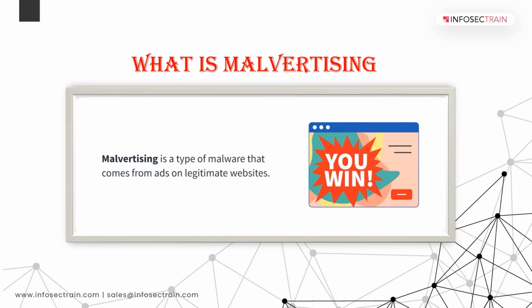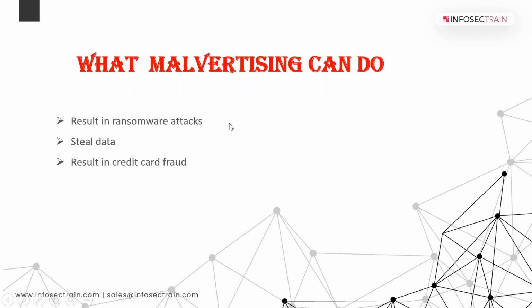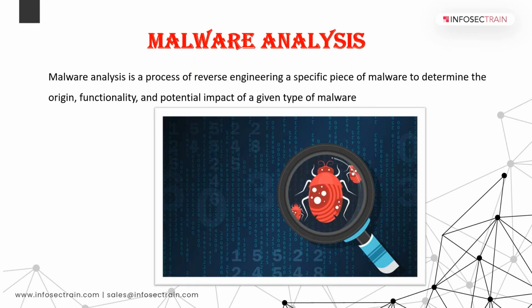Malvertising is a type of malware that comes from ads and legitimate websites, guys. You will be using Facebook, Gmail, LinkedIn, right? So malvertising means a type of malware which comes from ads on legitimate websites. What can malvertising do? It can result in ransomware attacks. Basically, they will steal the data and result in credit card fraud. Yes guys, this is important.